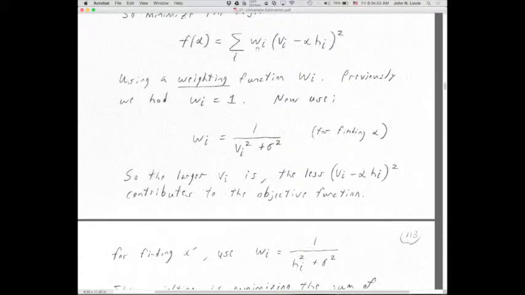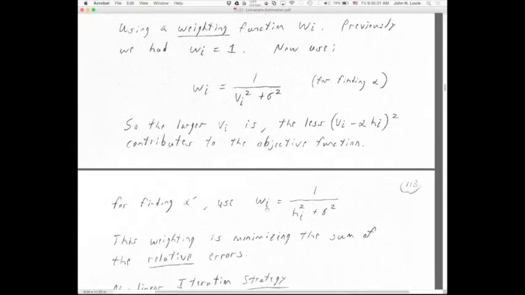So clearly, previously, we used a weighting function of 1. Every w sub I was 1. Now we're going to use this weighting function. Okay? So the weighting function is going to be 1 over v sub I squared plus some sigma squared, for finding alpha. So the larger v sub I is, the less of the p dot p is going to contribute to the objective function.